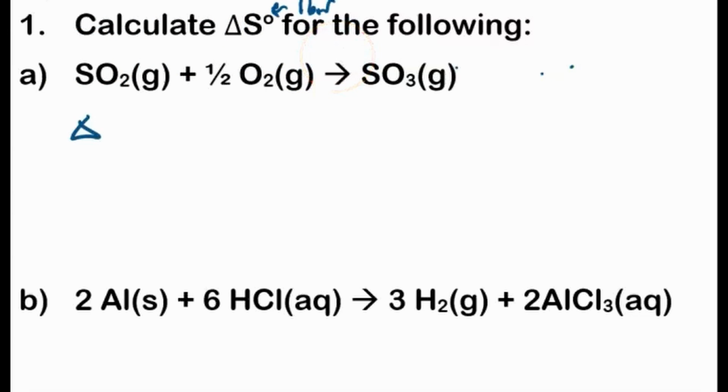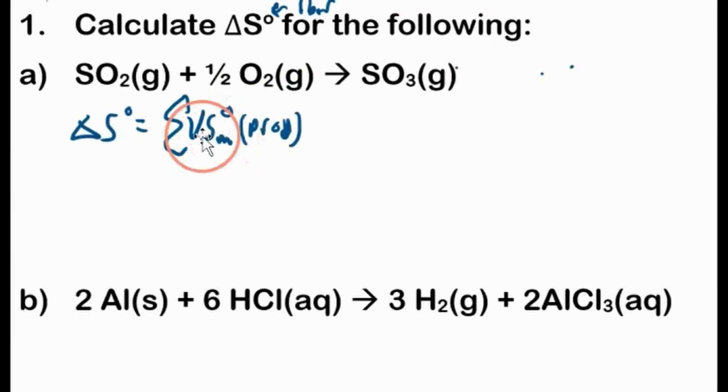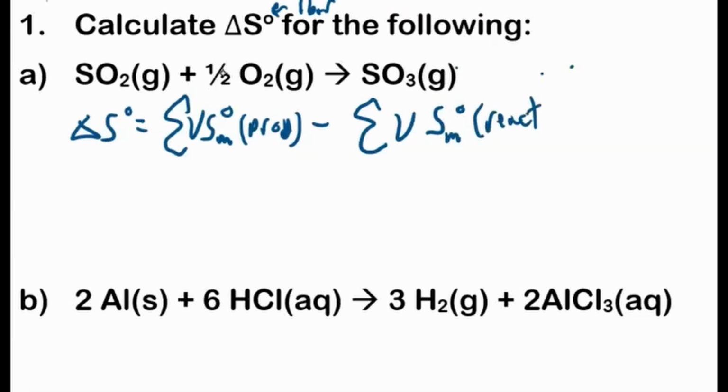So the standard entropy change of the reaction is going to equal the sum of the entropies, and these are the molar entropies, usually you have an M there, of each product, and each product is going to be multiplied by its stoichiometric coefficient. Like there's a 1 here, and if there's another number, that would be a stoichiometric coefficient, times the sum of whatever the stoichiometric coefficient is, 1, or in this case it's 1/2 for oxygen, times the molar entropy of the reactants.